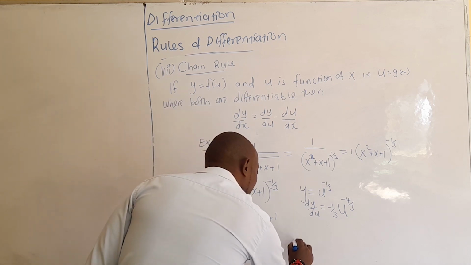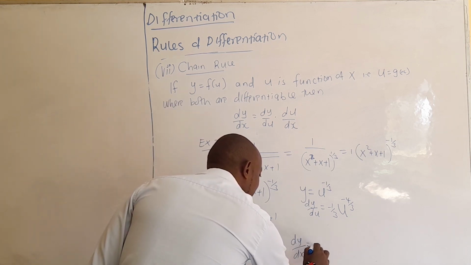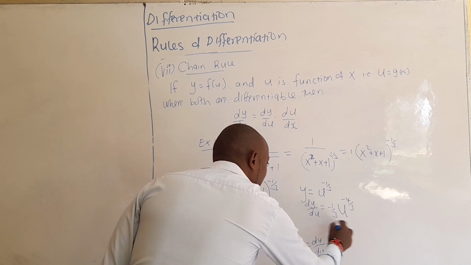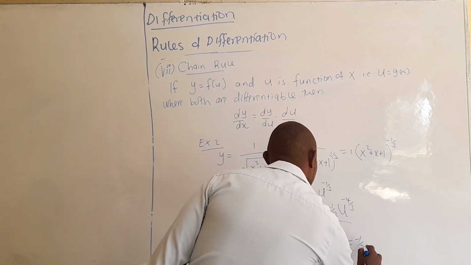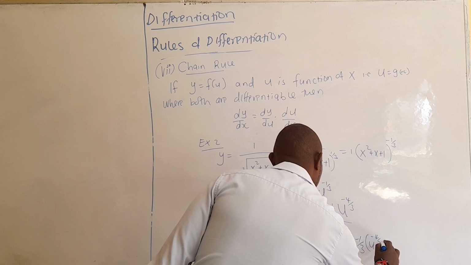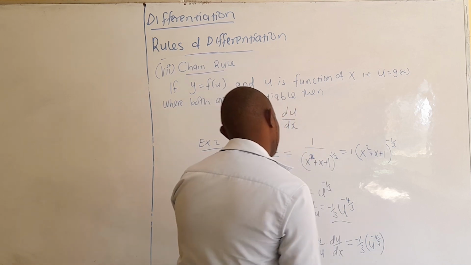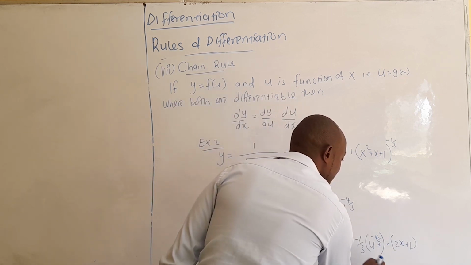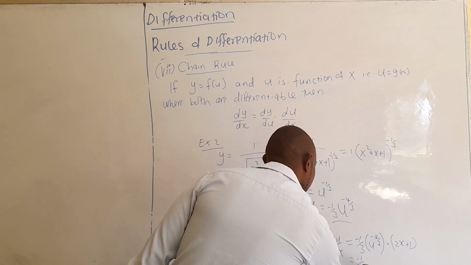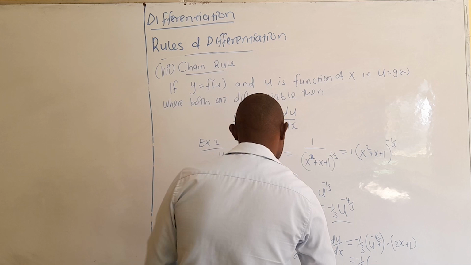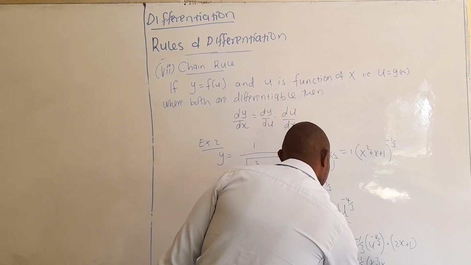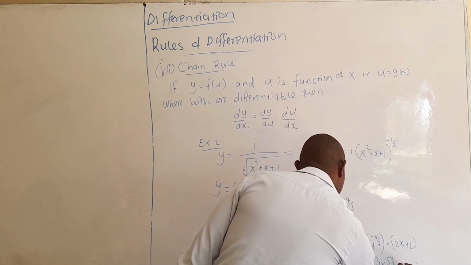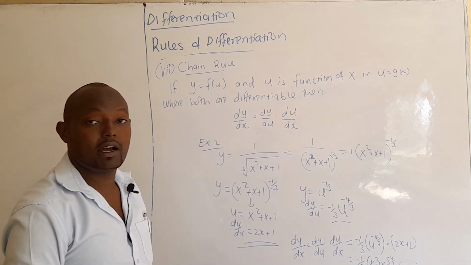So now my change in y over change in x, we said it is change in y over change in u times change in u over change in x. So you take the product of this one, times change in u over change in x, which is 2x plus 1. You just replace your u now. So you have negative a third. What is your u? Your u, remember, was x squared plus x plus 1, to power negative 4 over 3, times 2x plus 1. And that's how we solve our equation.